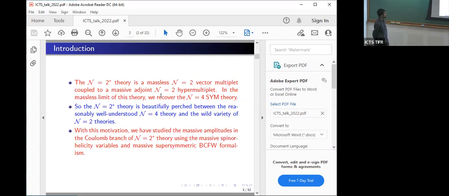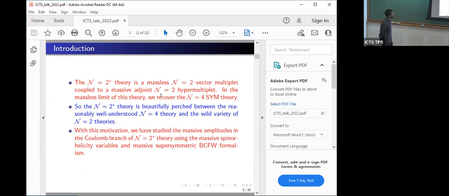So what is N=2* theory? The N=2* theory is a massless N=4, N=2 vector multiplet coupled to a massive adjoint N=2 hypermultiplet. In the massless limit of this theory, we recover the N=4 super Yang-Mills theory. So the N=2* theory is beautifully placed between the reasonably well understood N=4 theory and the wild variety of N=2 theories.